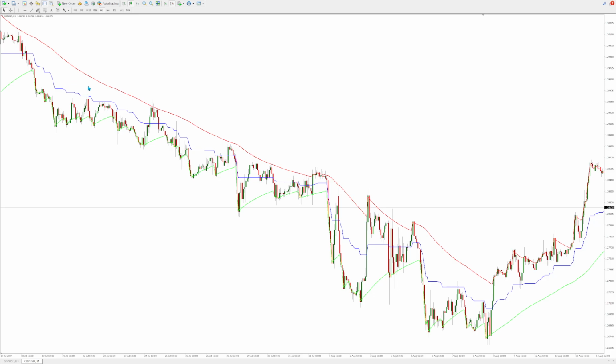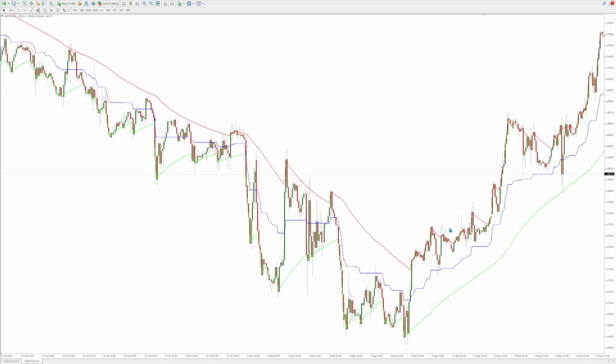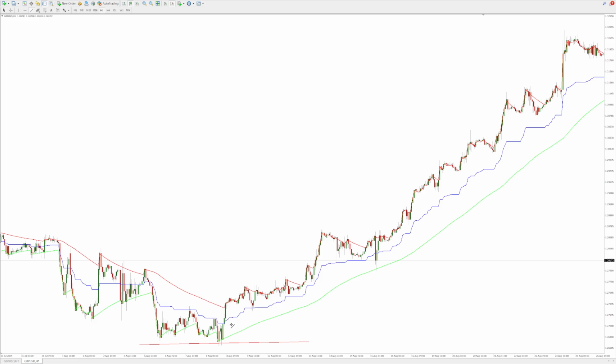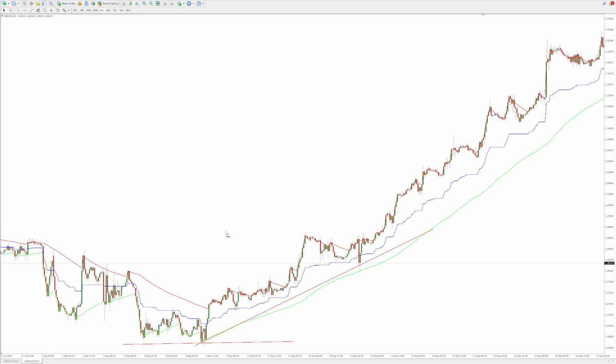So we see this move play out. We could have perhaps been trading it. And then once we see the market stall around here, draw a level of support and then wait for the market to start making these higher lows. And then we know we're in an uptrend.